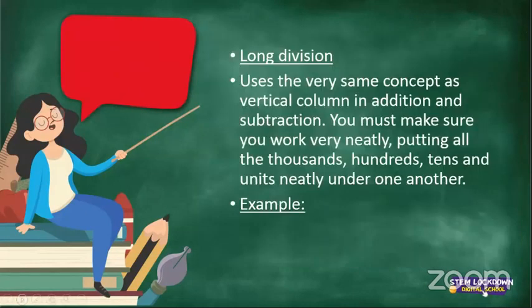Okay. So here is the method, which is long division. Long division uses the very same concept as vertical columns in addition and subtraction. If you still remember, you have your thousands and hundreds and tens and units. So you make sure that you work very neatly by putting all the thousands, the hundreds, the tens, and units neatly under one another. All right, I'll show you in an example now, where you write all your numbers according to the hundreds, the tens, the units.